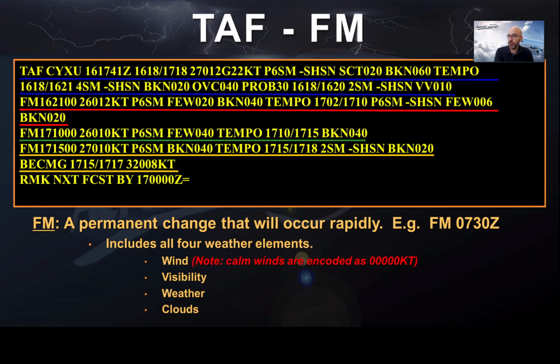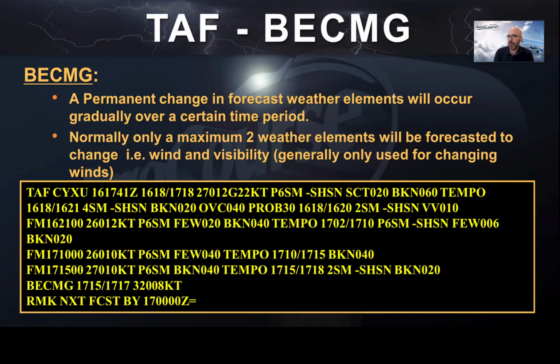Because every time the word from is used, they have to restate all the weather elements, even if none of them change. So you never have to worry that you may have missed something before the from, because they have to restate regardless. So once you know which area of the TAF you're working with, it makes it a little bit easier. All you're going to be looking for is whether the weather is below alternate minimums. Now you need to look at also things like becomings, probs, tempos, and stuff like that.